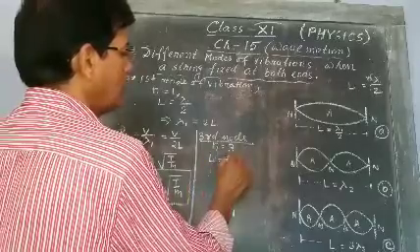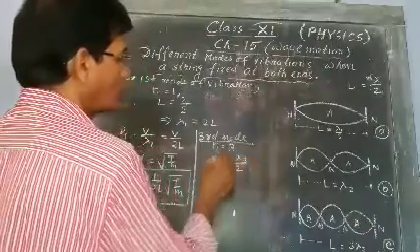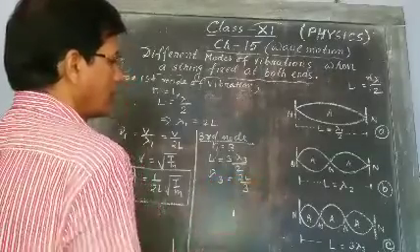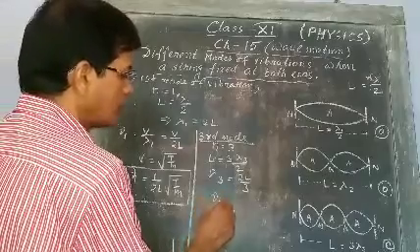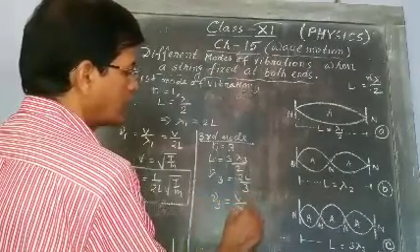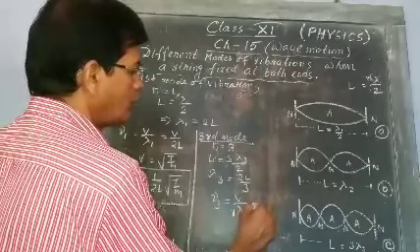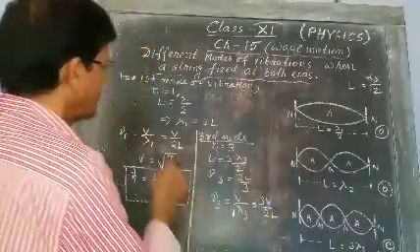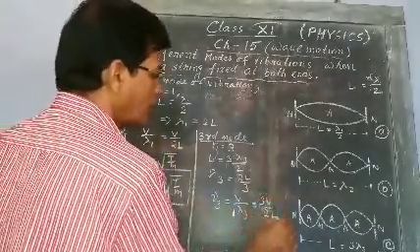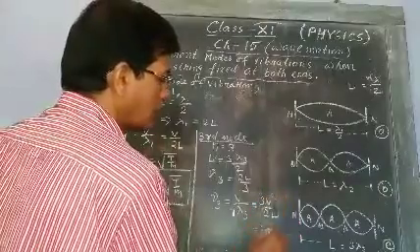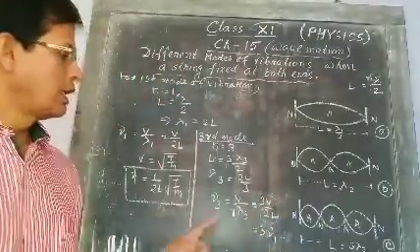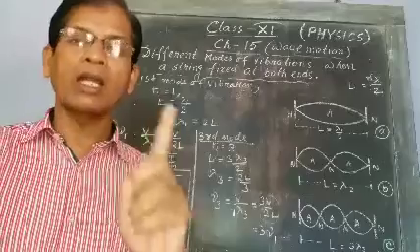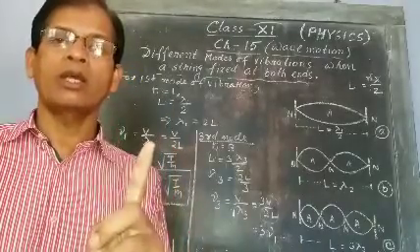L equal to 3 lambda 3 by 2. So from this we are getting lambda 3 equal to 2L by 3. Now what is nu3? V by lambda 3. So if you put this value, thrice V by 2L. But what is V by 2L? It is nu1. So this is thrice nu1. So this is the third harmonic or second overtone.